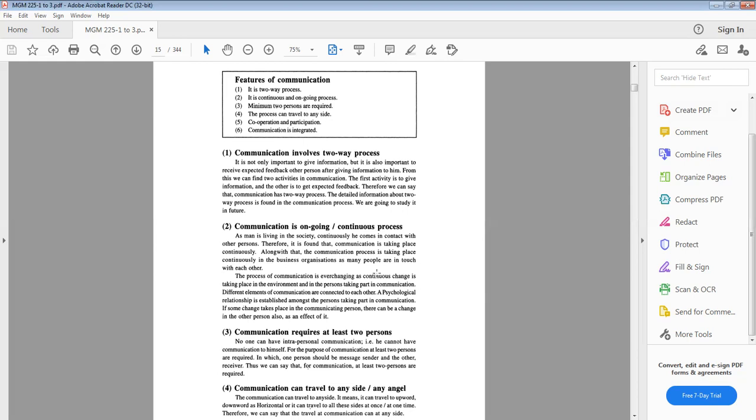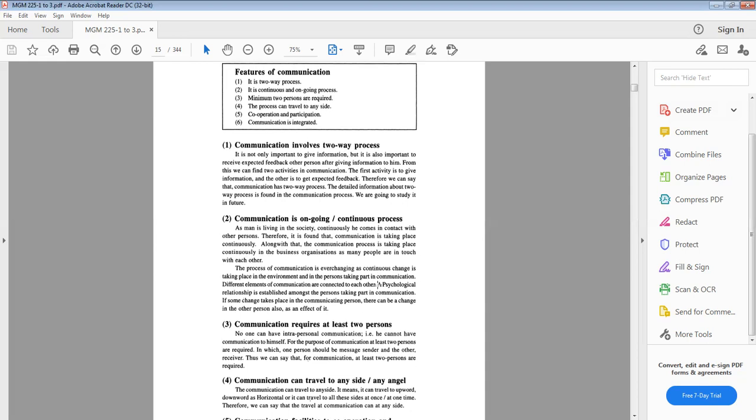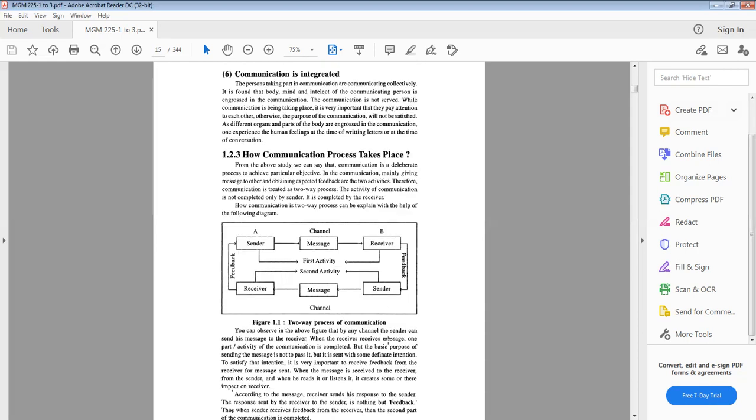Communication is an integrated process. The persons taking part in communication are communicating collectively. The body, mind, and intellect of the communicators are engrossed in communication. Communication is not served while it is taking place without attention. It is very important that they pay attention to each other. How communication takes place, we will talk about this now.